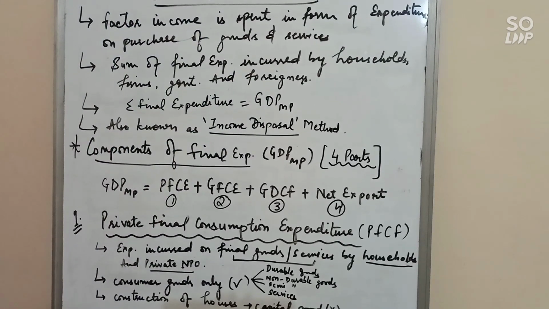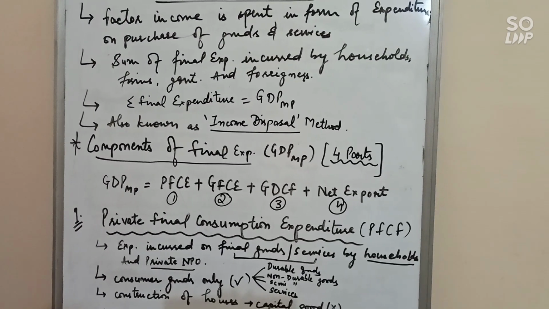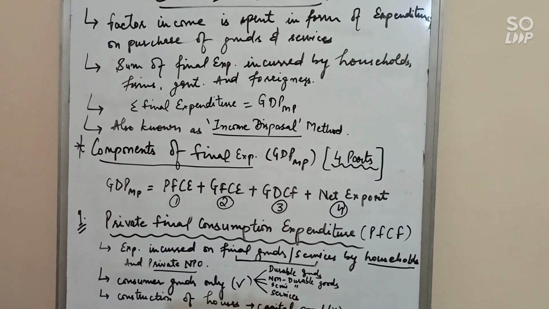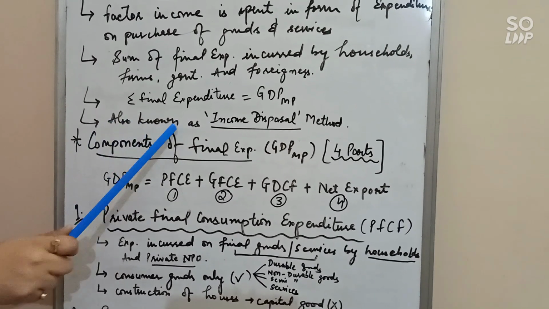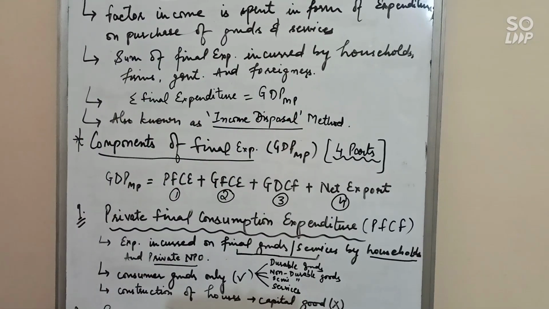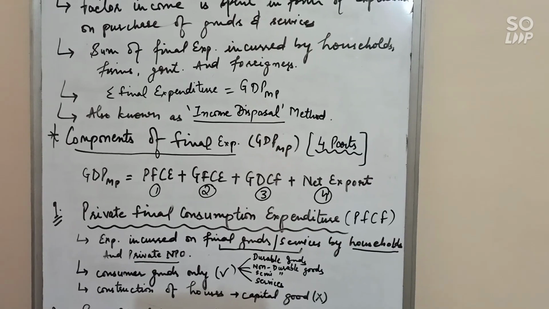After calculating GDP at MP, with the help of the conversion method, we can convert it into national income by adding or subtracting some items. This method is also known as income disposal method. Now, what are the components of final expenditure?